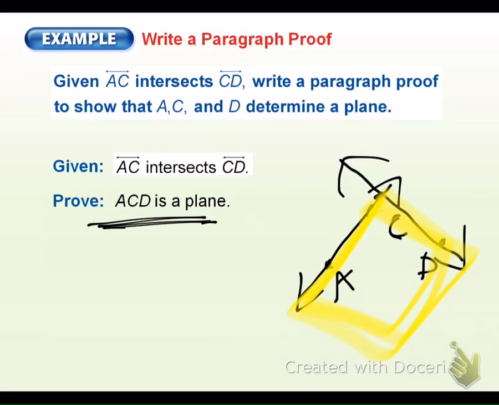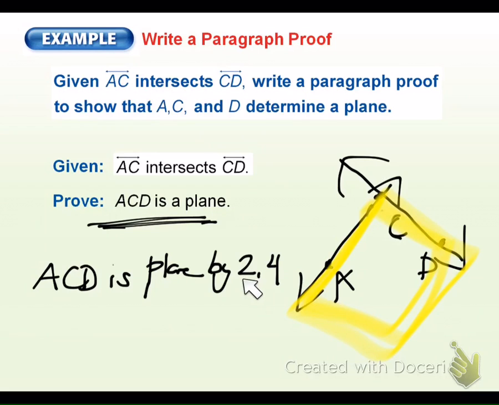Exactly. Very good. I could say ACD is a plane by 2.4, because 2.4 says a plane contains at least 3 non-collinear points. Are these 3 points non-collinear? Yes. So therefore they make up a plane by 2.4. That's my reason, my justification. I backed up what I'm trying to prove with a postulate. That's what you have to do every time.